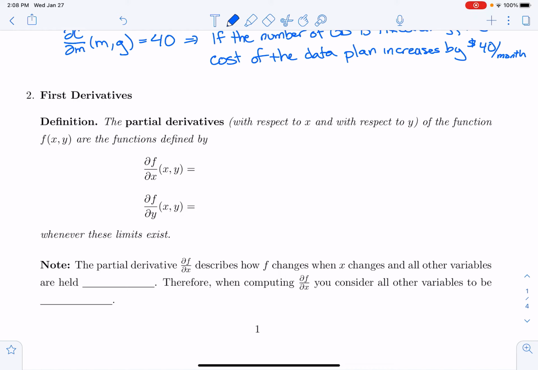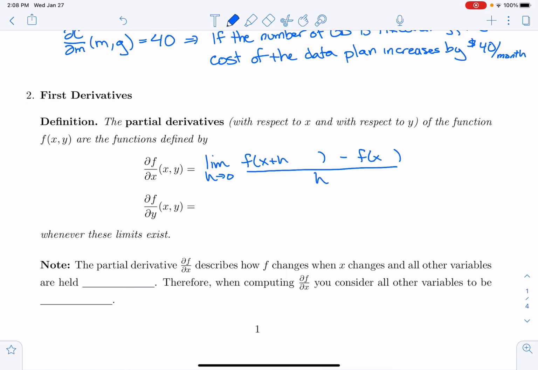Well, let's just remember, what is the derivative of f with respect to x? What is that definition? I believe that definition is the limit as h goes to 0 of f of x plus h, minus f of x, and then all over h. That was our definition when we had a single variable function.